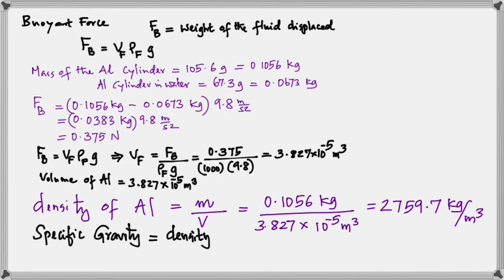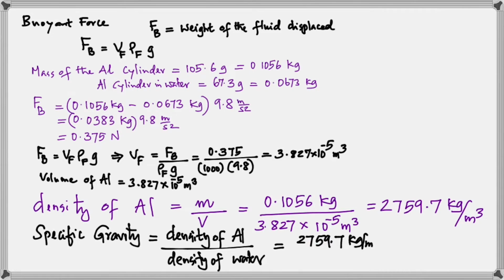So density of aluminum divided by the density of water. Do you know the density of water? Yes. So if you divide this by 1,000, again in kilograms per meter cube, the units are going to cancel out and you're going to get 2.759 or 2.76. That's it. That is the specific gravity of aluminum. I hope you understood. Did you?